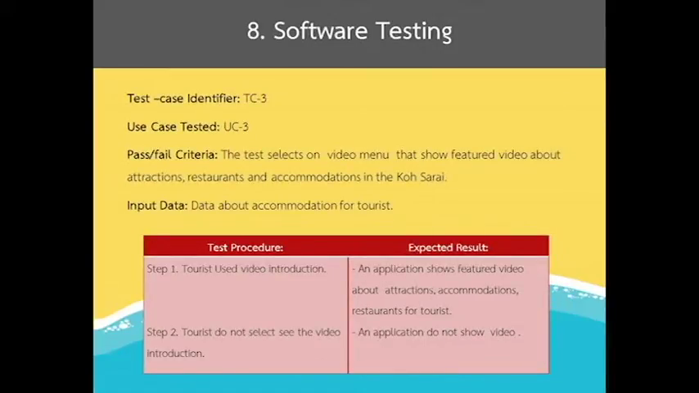Test case identifier 3. Use case tested 3. Pass or fail criteria: the test selects the video menu, which shows feature videos about attractions, restaurants, and accommodation in Koh Sarai. Input data about accommodation for tourists. Test procedure. Step 1: tourist uses the video introduction. Expected result: the application shows the feature video about attractions, accommodation, and restaurants for tourists. Step 2: tourists don't select the video introduction and the application doesn't show video.